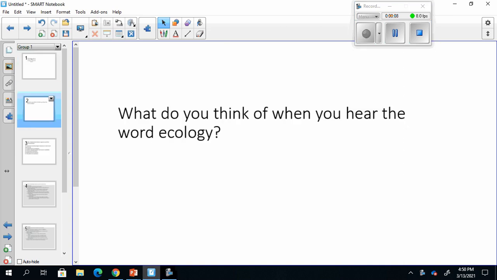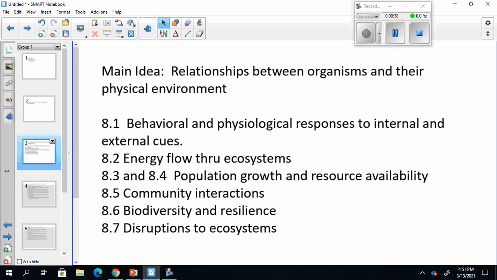So we start off with, what do you think about when you hear the word ecology? There's so many things. I think right away you think about the environment and interactions amongst organisms, and how do the organisms interact with the physical environment. And as the physical environment changes, how do populations adapt, and how do different populations in the same community interact with each other? All of those things are true. They're all related to ecology. The main idea is relationships between organisms and their physical environment.